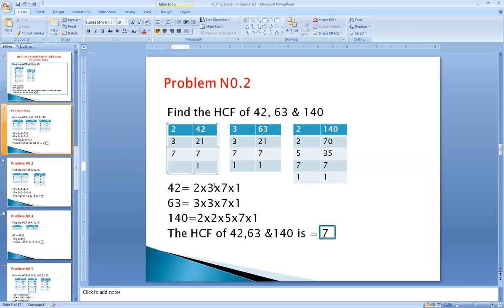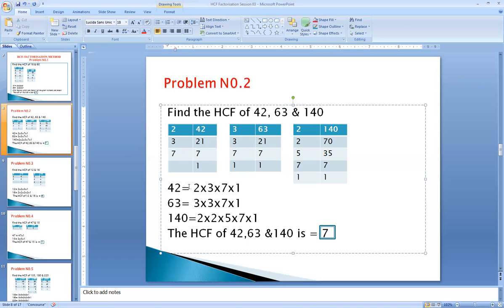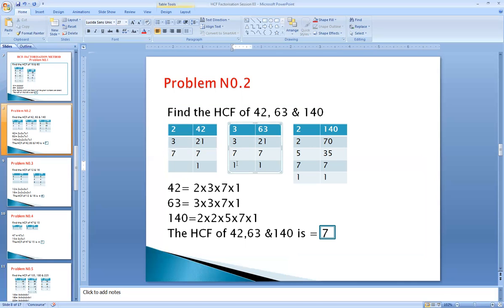So the product for 42 is 2 into 3 into 7 into 1. Similarly for 63: 3 21s are 63, 3 7s are 21, and 7 1s are 7, so the product is 3 into 3 into 7 into 1. Again 140 has to be divided: 2 70s are 140, 2 35s are 70, 5 7s are 35, 7 1s are 7. So the product of 140 is 2 into 2 into 5 into 7.